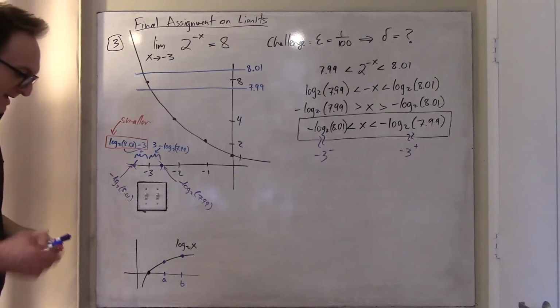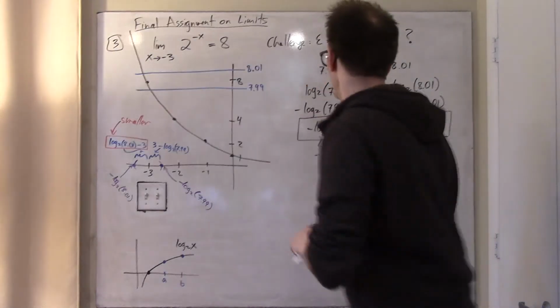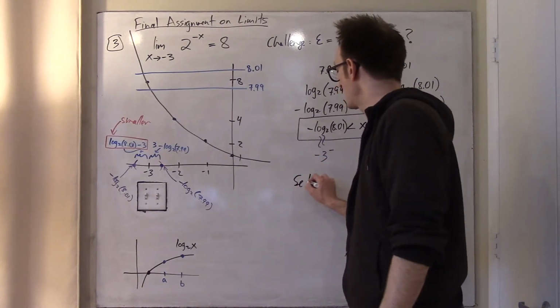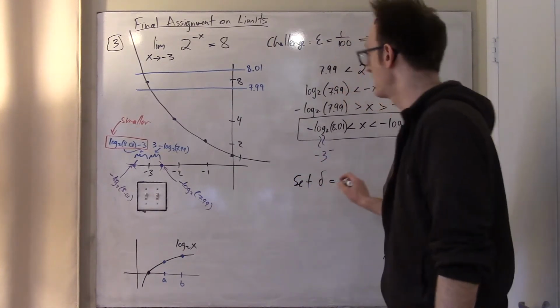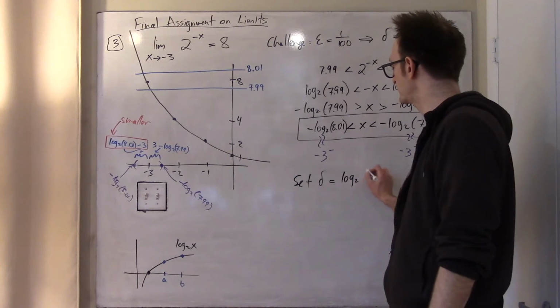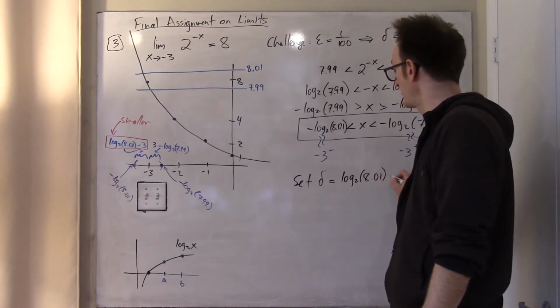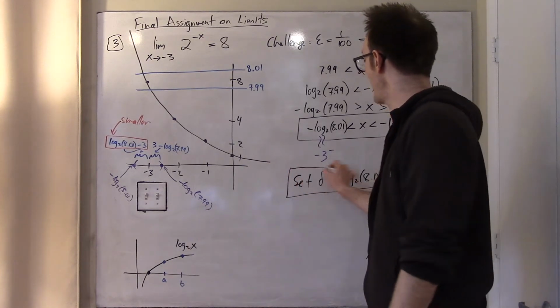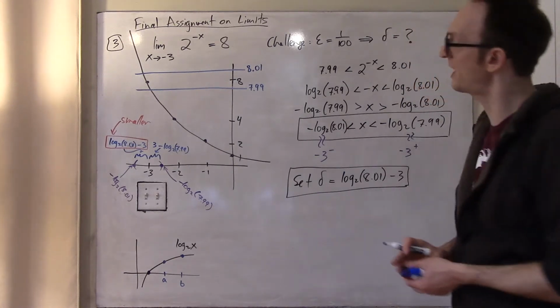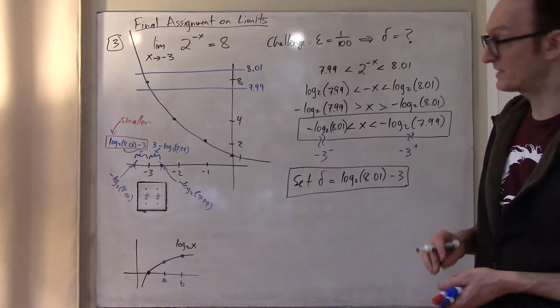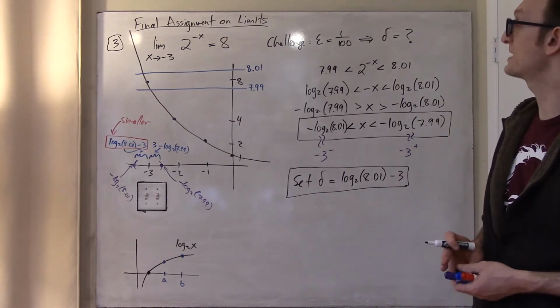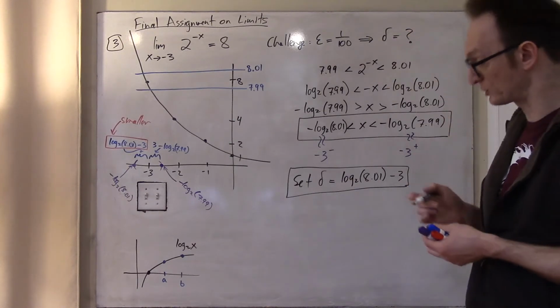Therefore, the answer to this problem is to just set delta to be log base 2 of 8.01 minus 3. That is the largest positive number which serves as an answer to this challenge.